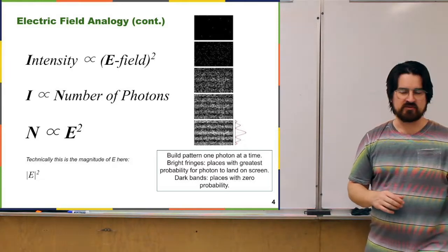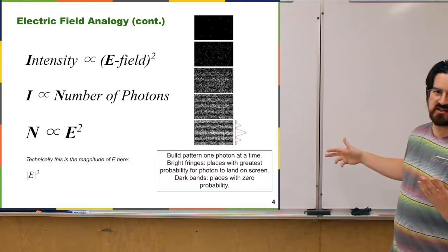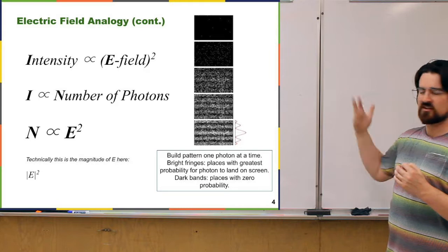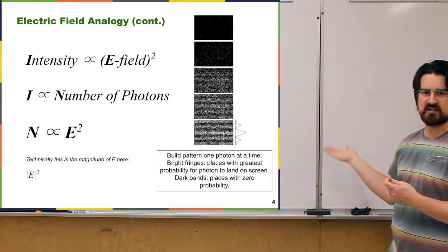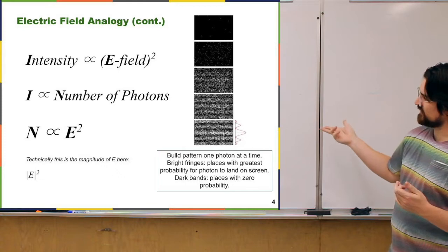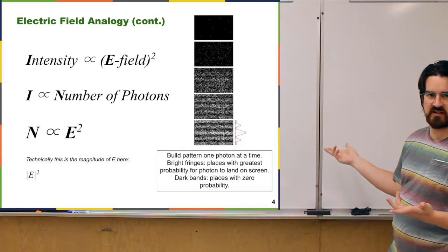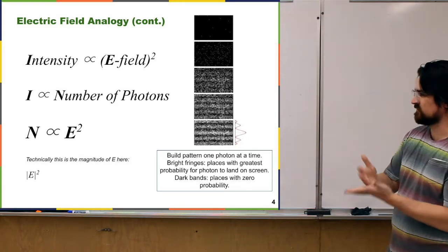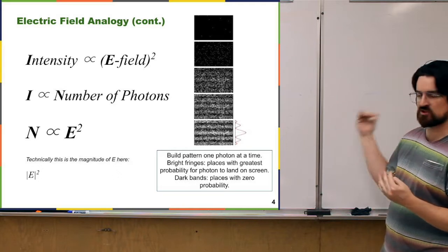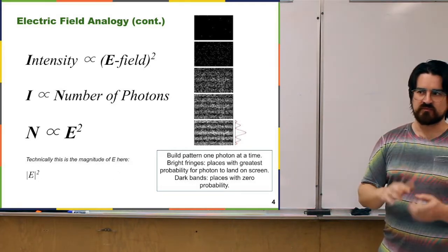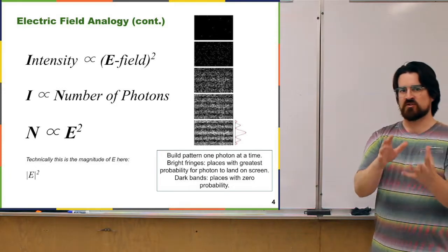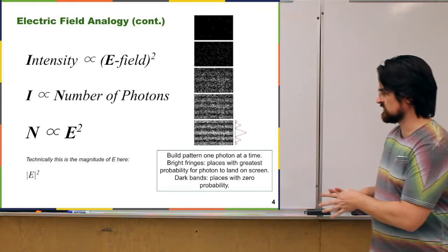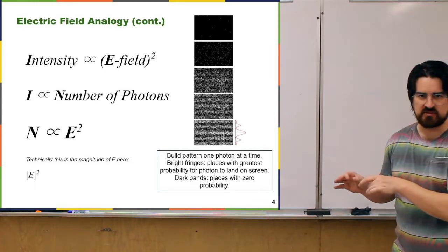Now, if we think about the intensity being built up one photon at a time, by these particle-like chunks of light, then the intensity is also proportional to just the number of photons that land at any point on the screen. The reason that this center area is so bright is because more photons have landed there. So intensity is also proportional to the number of photons. Well, then that also means that the number of photons at any point on the screen is proportional to the square of the electric field. So remember, we're talking about this electromagnetic wave. There are electromagnetic waves shining through this apparatus. This is the square of the electric component. Technically, it's the square of the magnitude of the electric field.